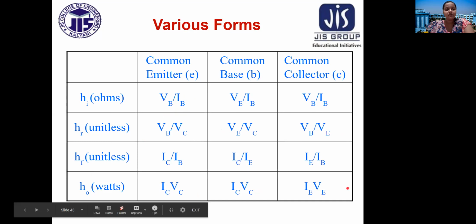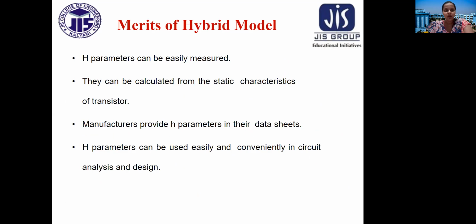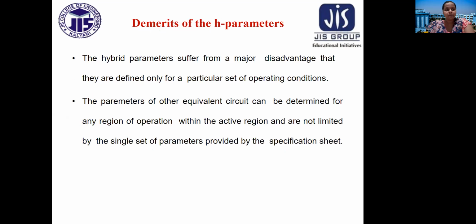The unit for HI is ohm. HR and HF are unitless, and the unit of HO is mho. Now, what are the advantages of the hybrid model? H parameters can be easily measured. They can be calculated from the static characteristics of the transistor. Manufacturers provide H parameters in their data sheets. H parameters can be used easily and conveniently in circuit analysis and design.